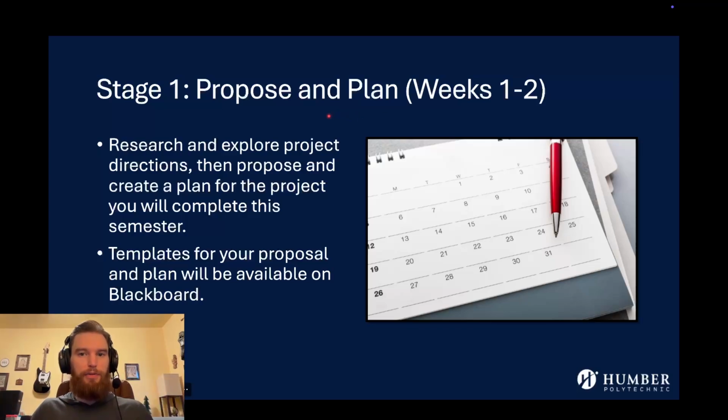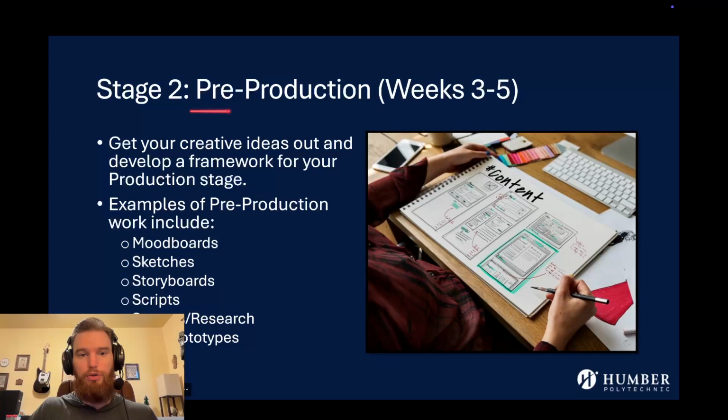Again, you've done all this before, but just to give you an overview again, in stage 1, you'll research and explore project directions, then propose and create a plan for the project you'll complete this semester. Templates for your proposal and plan will be available on Blackboard. This is during weeks 1 to 2 of the course. Then stage 2, pre-production during weeks 3 to 5. Get your creative ideas out and develop a framework for your production stage. At pre-production, you'll be doing things like mood boards, sketches, storyboards, scripts, surveys and research, lo-fi prototypes.